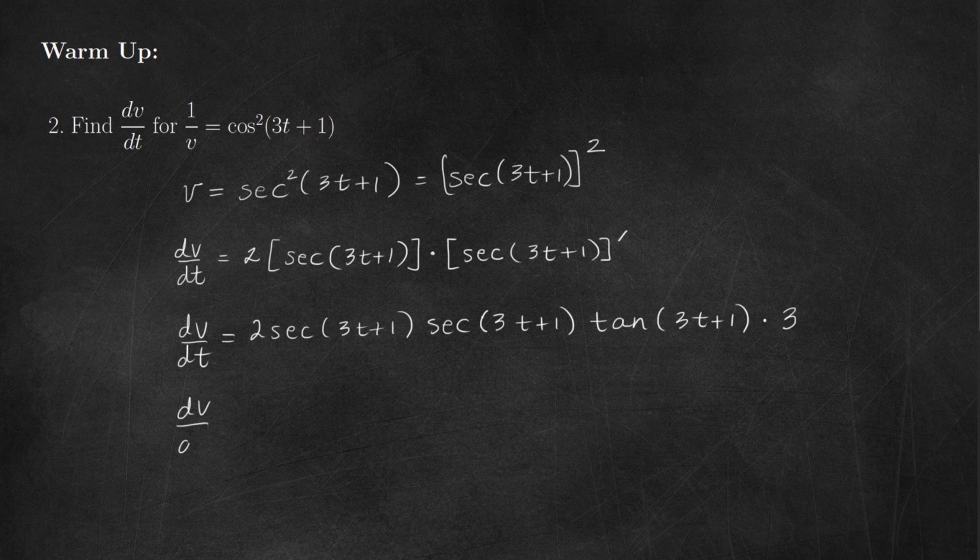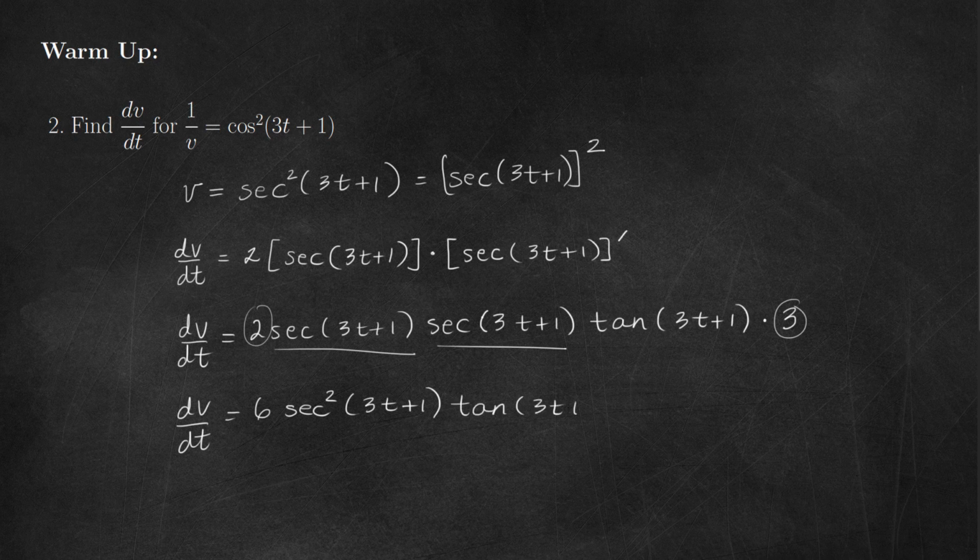So my final answer here, I'm going to multiply this 2 and this 3 together to get a 6 in front, and then I have secant times secant, and the arguments here match, so I can combine them as secant squared 3t plus 1 times tangent 3t plus 1.